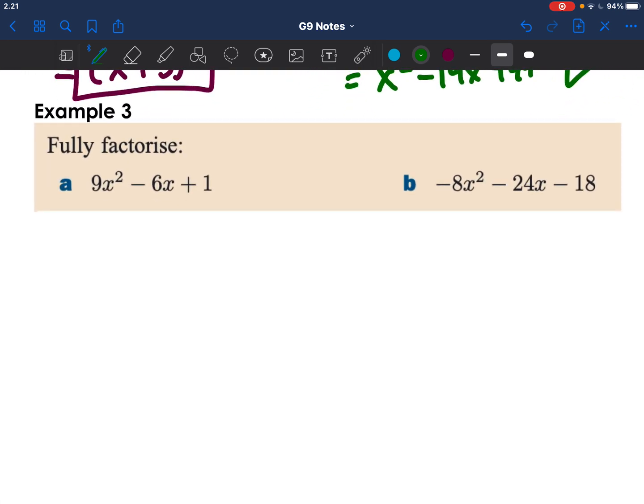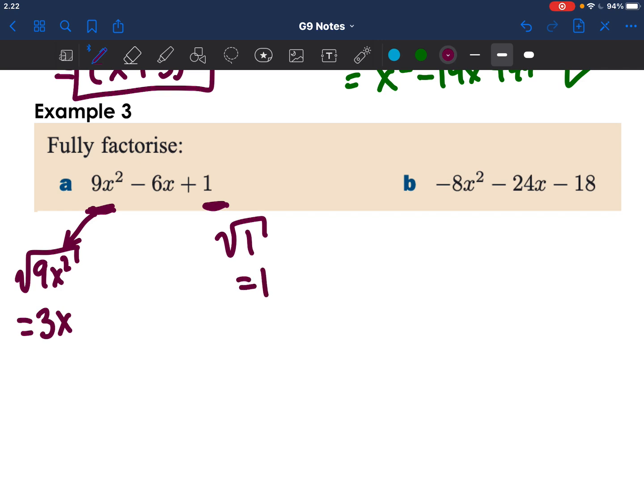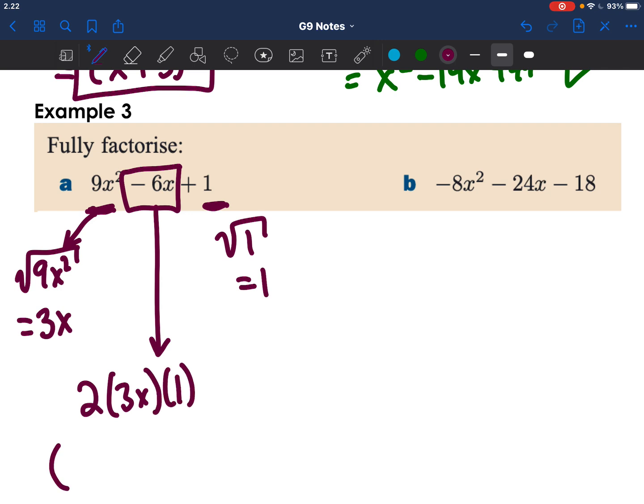Okay, last examples. For this one, it's not as obvious. So what do we do? I want you guys to try that out. Okay, again, it goes the same way. Look at the first and the last. The square root of 9x squared is 3x. The square root of 1 is 1. So, ding ding ding, we know it's going to be a perfect square. So look at the middle now. Double 3x times 1, that's not positive, so it is going to be (3x minus 1) squared. That is our answer.